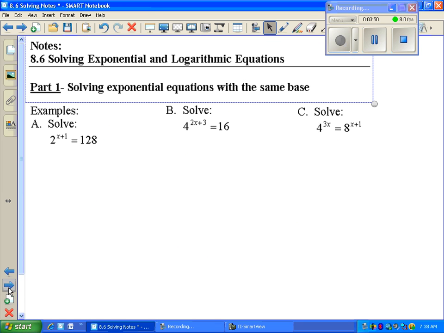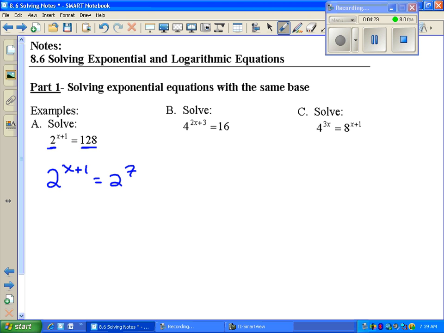Here's number 1. Part 1, solving exponential equations with the same base. We've always said that if I can have base 2 here and make this look like base 2, I can say the exponents are the same. And you've always taken it for granted that that's true. The question is why? Well, today I'm going to tell you why. First of all, can I write 128 as 2 to some power? The answer is yes. 2 to the x plus 1 is equal to 2 to the 7th power.